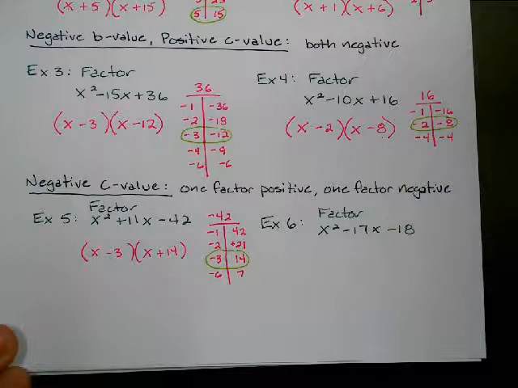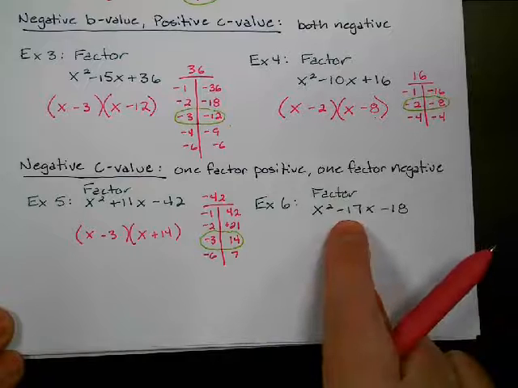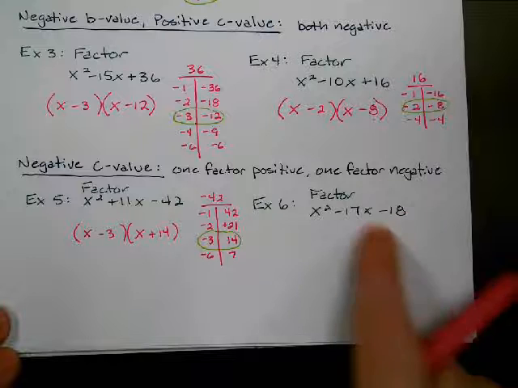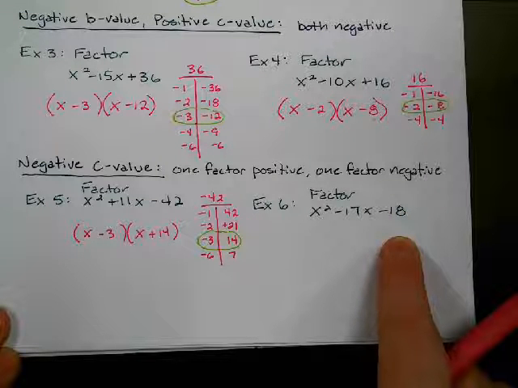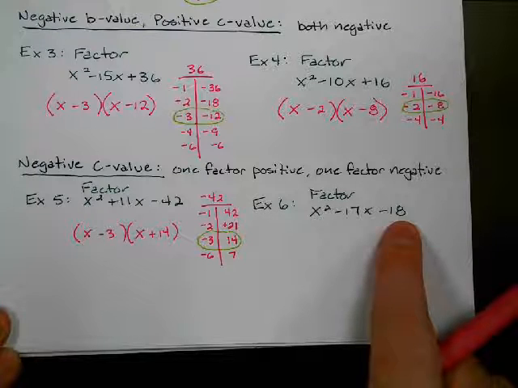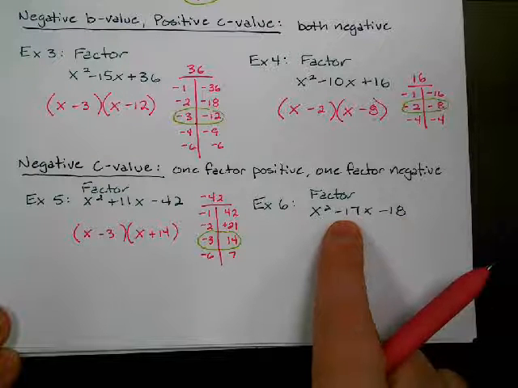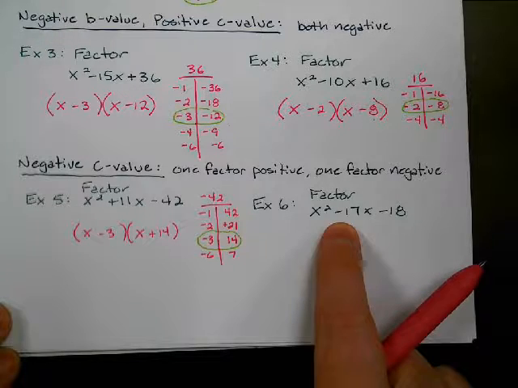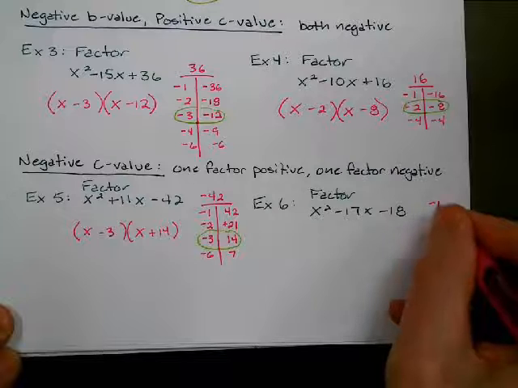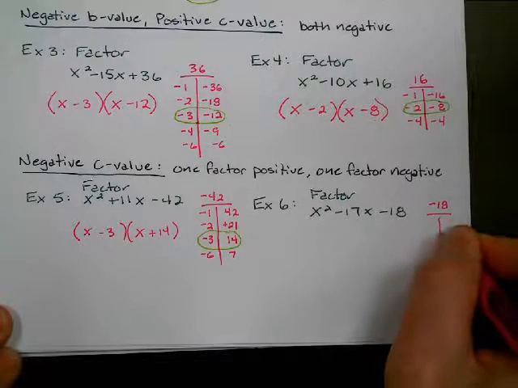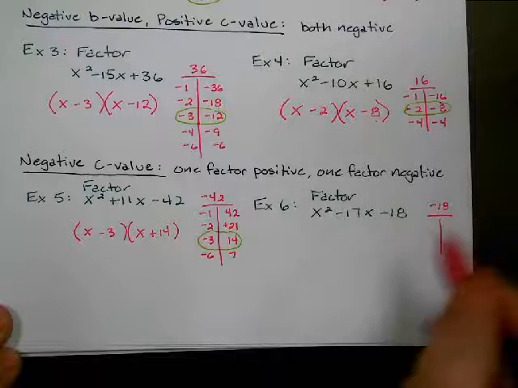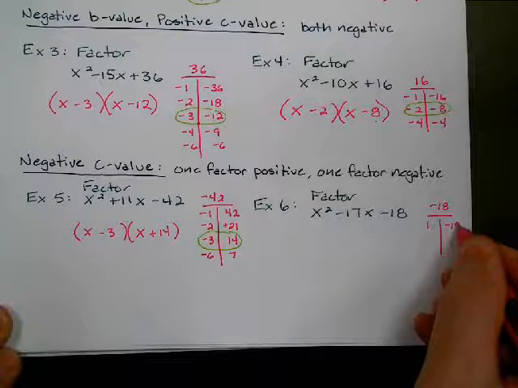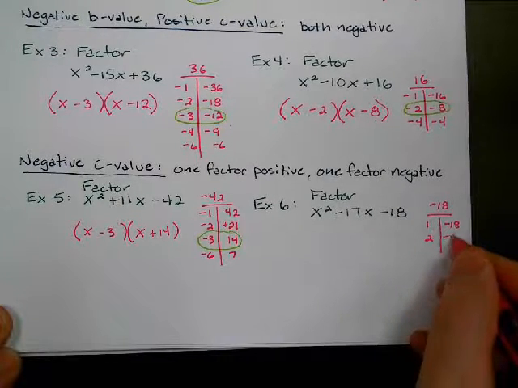Now this one has a negative in the middle and a negative at the end. So if there's a negative at the end, one of your numbers is positive and one's negative, because you multiply and get a negative, one of them had to have been negative. But since this number here is negative, that means my biggest number is negative and my smallest number is positive. So I'm going to have -18 over here. So I'm saying that my bigger number is negative. So this would be 1 and -18, 2 and -9, 3 and -6.